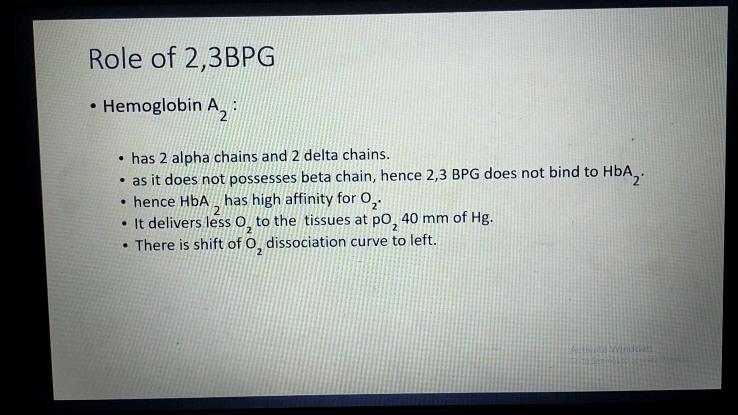Role of 2,3-BPG in A2. Hemoglobin A2 is made up of 2 alpha and 2 delta chains. It also does not possess a beta chain, hence 2,3-BPG does not bind with hemoglobin A2. Hence hemoglobin A2 also has high affinity for oxygen. It also delivers less oxygen to the tissues at PO2 40 millimeter of mercury, which is seen in the tissue, and there is a shift of the oxygen dissociation curve to the left.